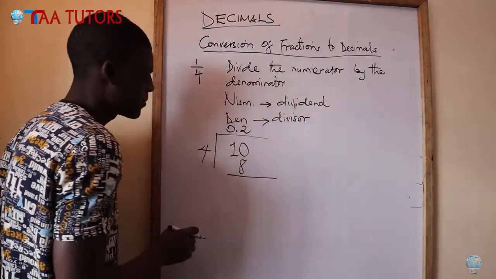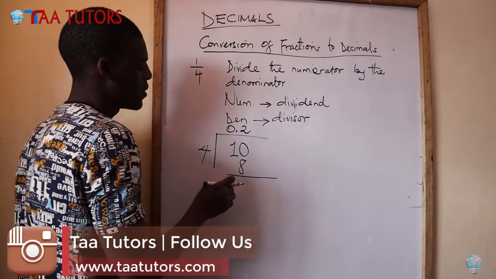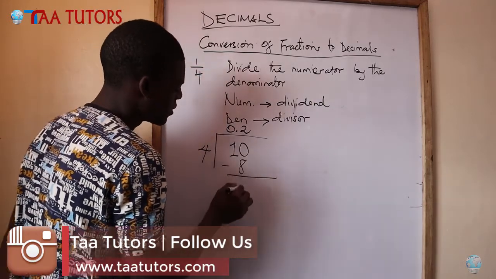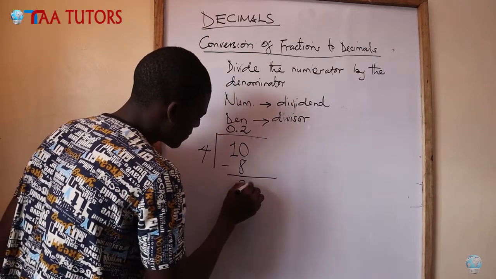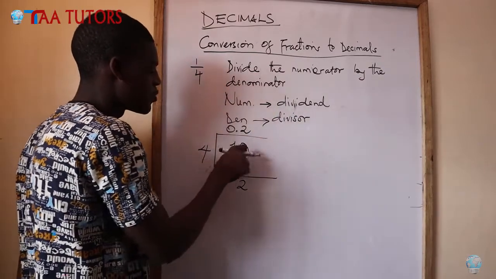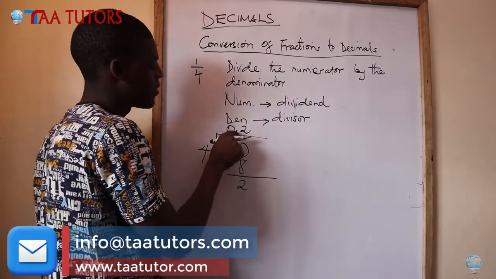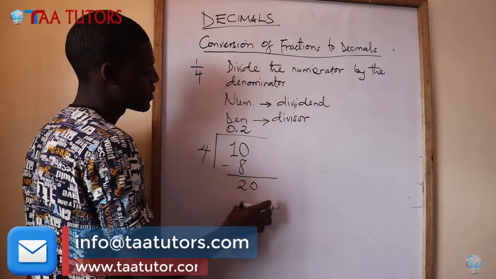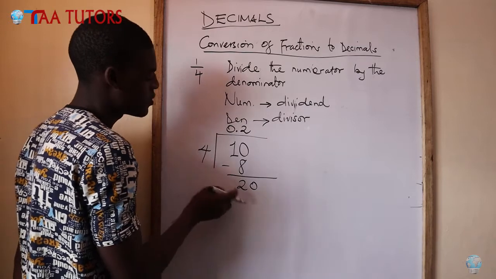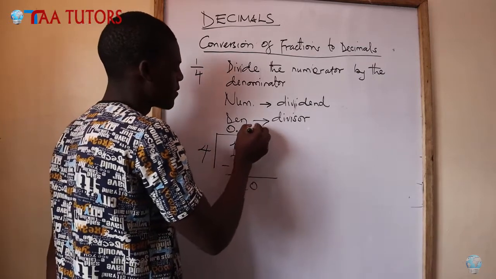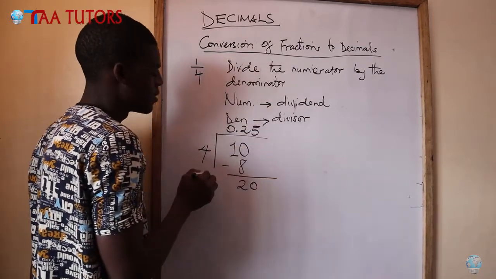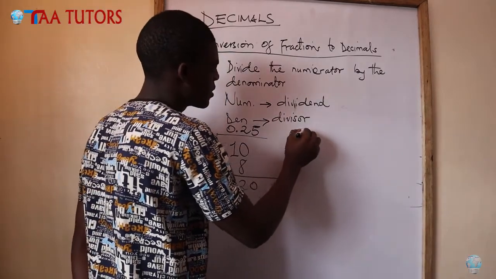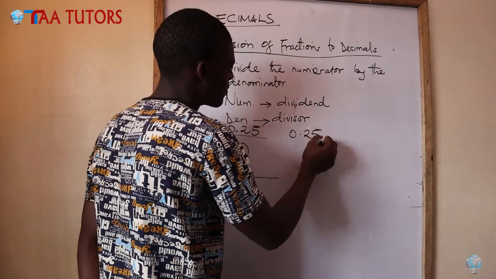Okay, now here, when you have it that way, you will do subtraction so that you get the difference. That is 2. But since we have a decimal point here, we will keep on adding zeros to the differences that we are going to get. So that 4 into 20, that is 5 times. So when we convert a quarter to decimal point, it is 0.25.